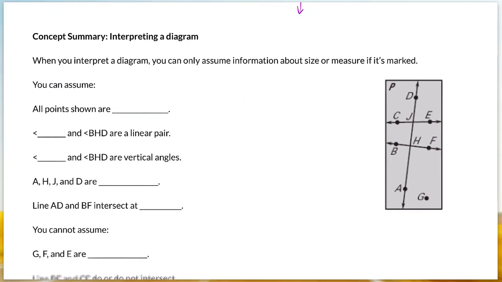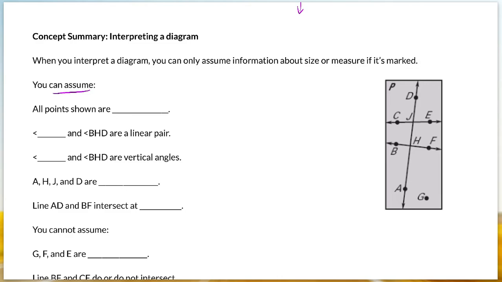And then we just have this little bit of looking at this diagram to complete our day 2 notes. So concept summary, interpreting a diagram. We've looked at this several times before. If you interpret a diagram, you can only assume information about size or measure if it's marked. So be sure you're not making assumptions. Looking at what we can assume and what we cannot.